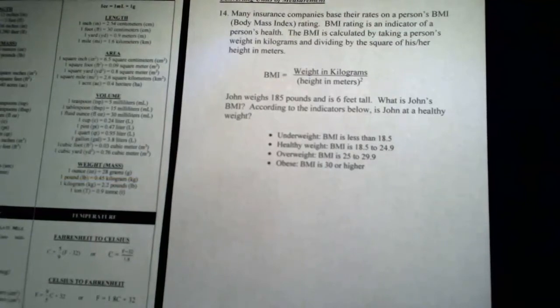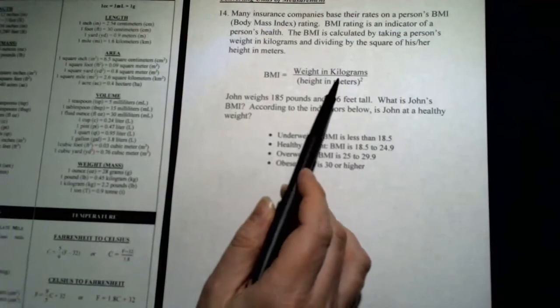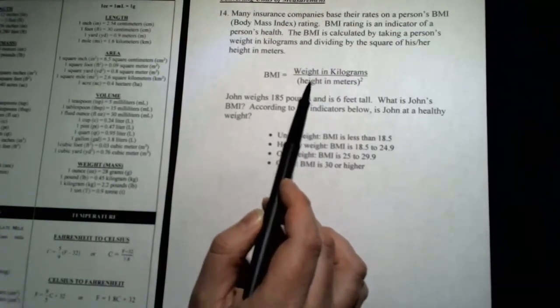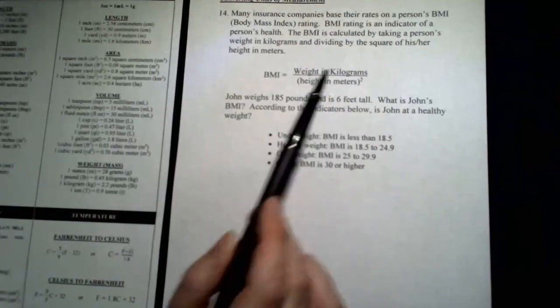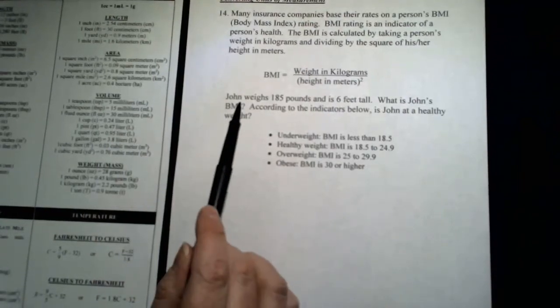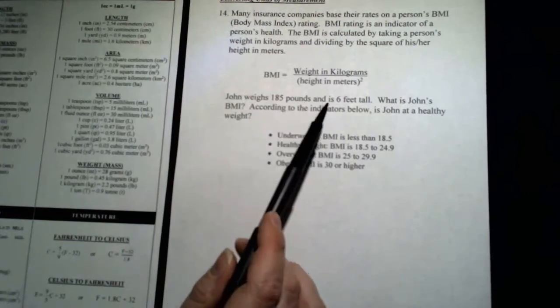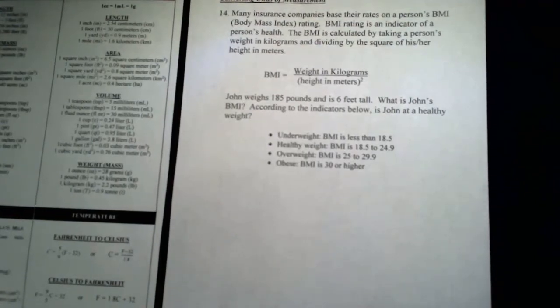Okay, for the last one here, it says, many insurance companies base their rates on a person's BMI, which is body mass index. BMI rating is an indicator of a person's health. The BMI is calculated by taking the person's weight in kilograms and dividing by the square of his or her height in meters. This is the formula right here: weight in kilograms over height in meters, and then you square that. John weighs 185 pounds and he's 6 feet tall. So what's his BMI?